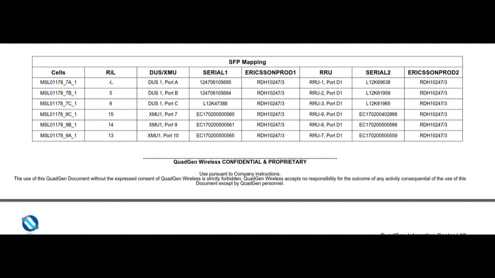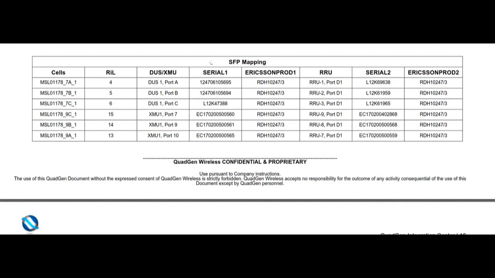But following on, we look at DUS XMU. So this is going to tell us what DUS we're plugged into here, and this is DUS1. Again, DUS1 is really just an arbitrary number. If you really want to confirm what DUS you are plugged into, you can reference what the serial number of DUS1 is in the health check, or you can simply just ask QuadGen and say, can you please tell me what serial number of the DUS is 700 alpha supposed to be plugged into, and they can tell you that.